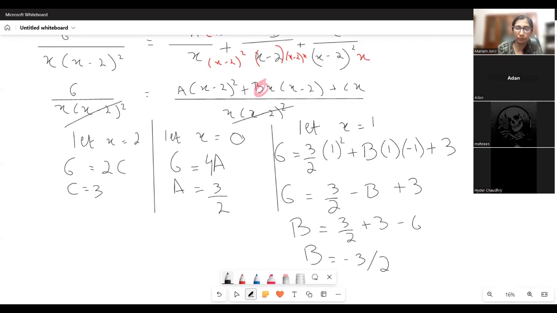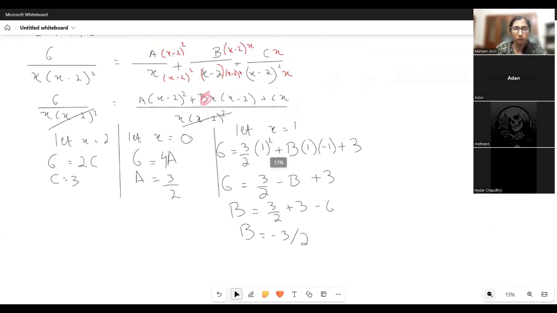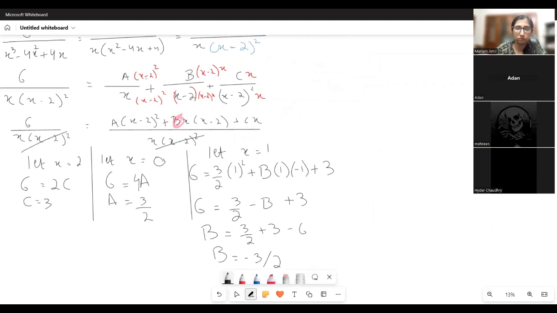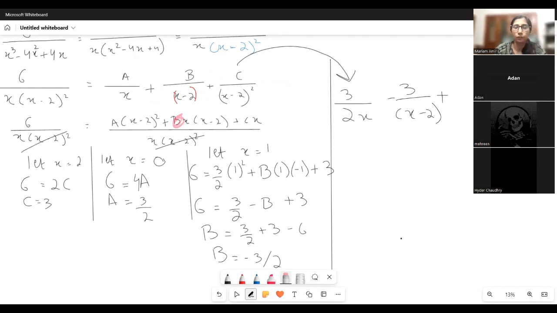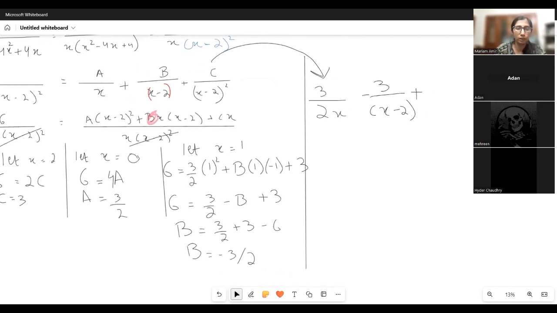So we have the values of A, B, and C. So now we can write the partial fractions. So again, we're writing this with the correct values of A, B, and C. So A was 3 upon 2, so we get 3 upon 2x. B is minus 3 upon 2, so minus 3 upon 2 times x minus 2. And plus, you need to ignore this red part. I did this working to take LCM and simplify. Now we're ignoring this. So plus C over x minus 2 whole square. So the C is 3.